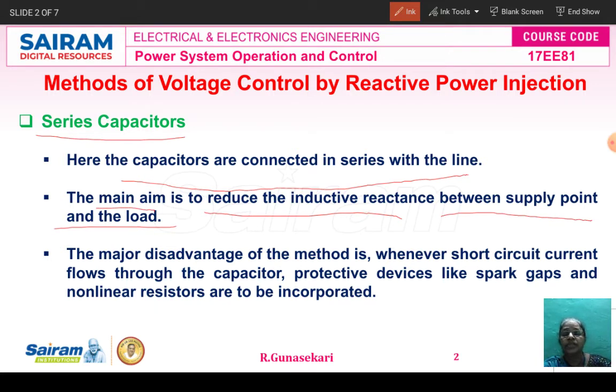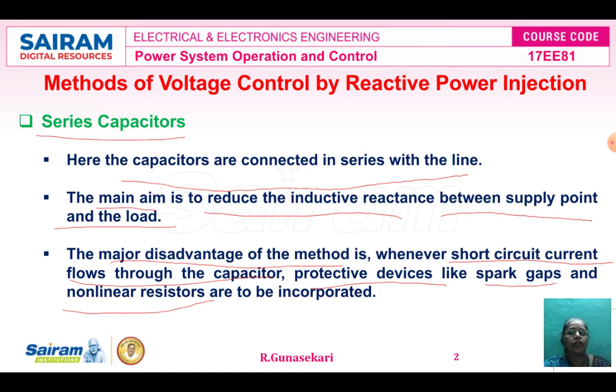The major disadvantage of this type of reactive power injection method is that the short circuit current, that is ISC, flows through the capacitor. Therefore, protective devices like spark gaps and non-linear resistors are to be incorporated. That means we have to provide spark gaps and non-linear resistors to avoid the short circuit current flowing through the capacitor. This is the major drawback, demerit or disadvantage of series capacitors used for reactive power injection to control the voltage.